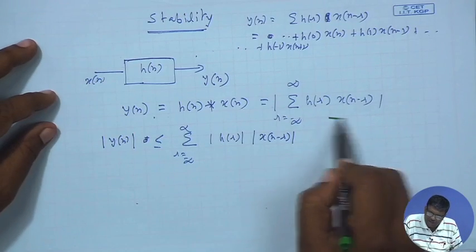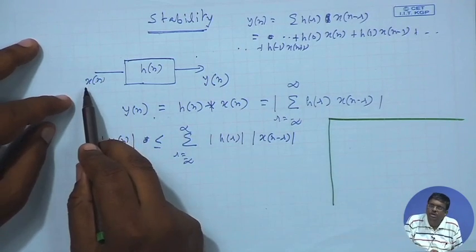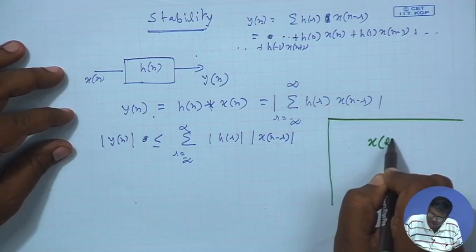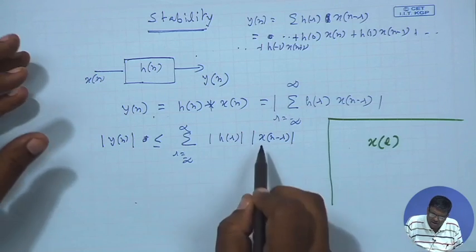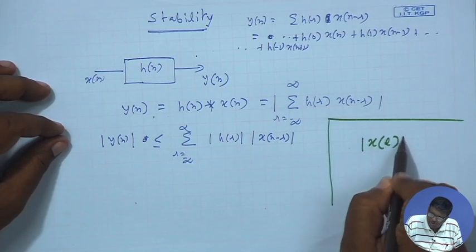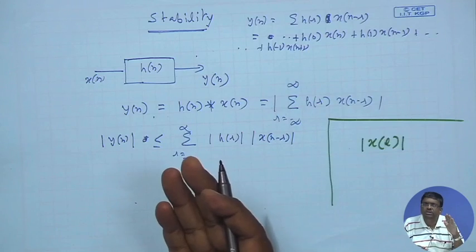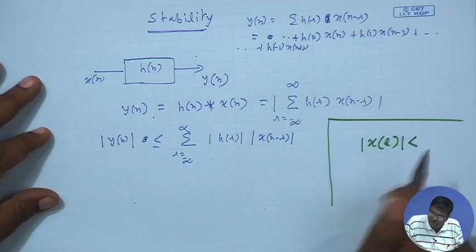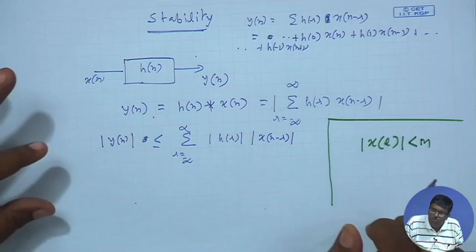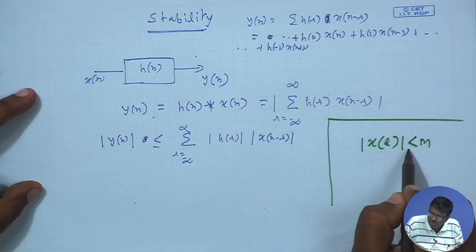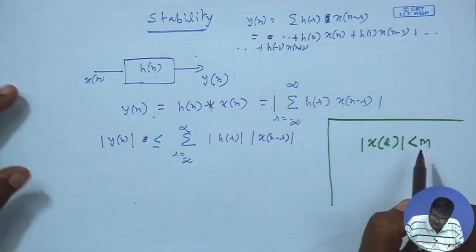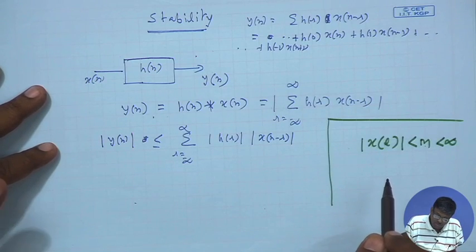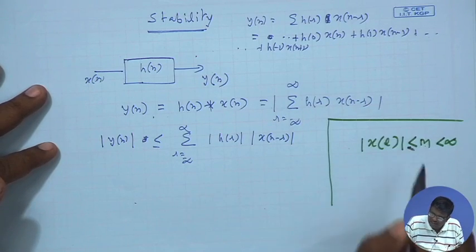Now, what we are given is that every input sample is finite. That is, any x L, L can be any index, n or n minus r, any index. Its mod value, its magnitude, lies within some range, within a bound. Mod is positive, so it lies within a bound which is finite, less than infinity. Maybe you can put less than or equal to.